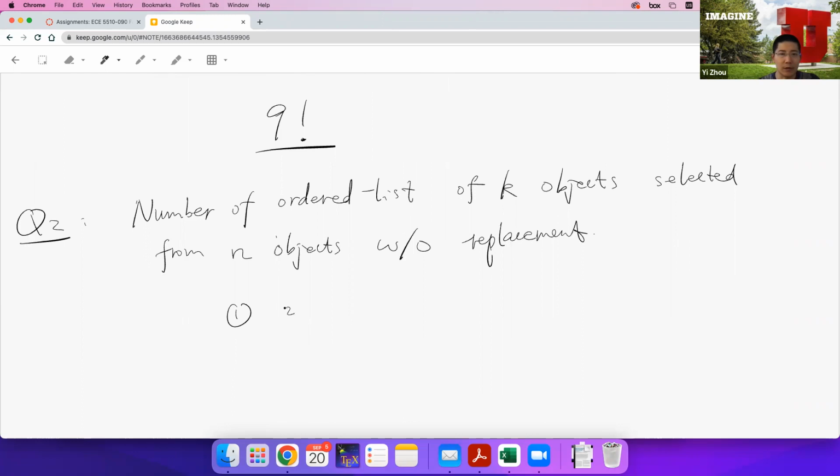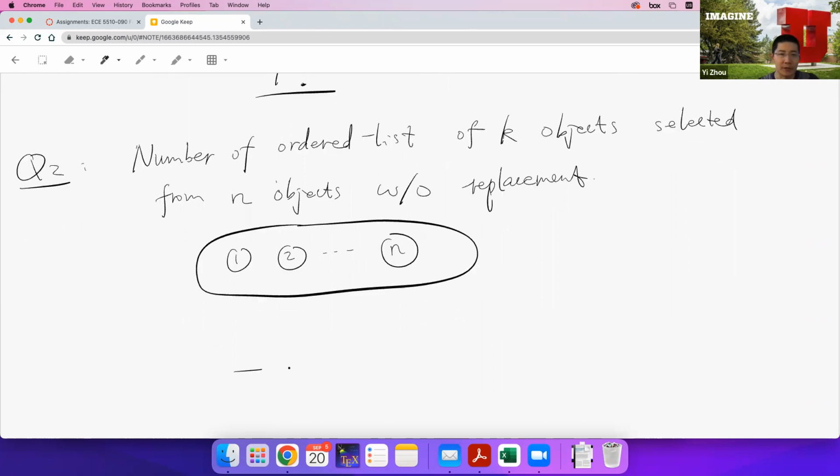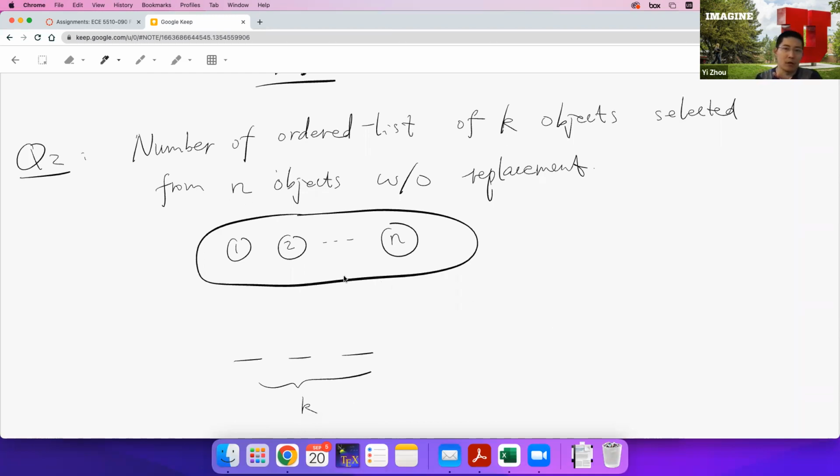Okay, so again, we have n different objects, but now we only have k positions. Okay, and this k is less than n. We don't have few positions. So what we are going to do is to grab k different objects from this black box, like k different balls from this set, and then place those k different balls in an ordered list. And then we are going to ask how many different ordered lists can we have.